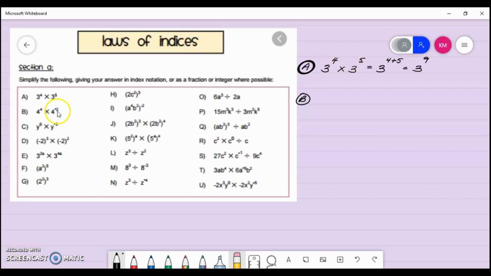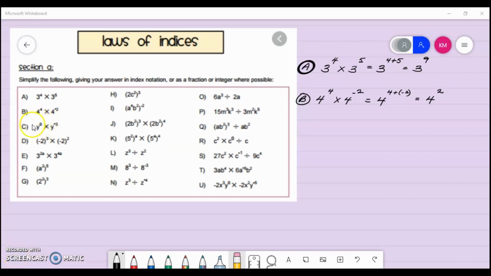4 to the power 4 multiplied by 4 to the power negative 2. So that again is another multiplication question. Same base, so we simply add our powers. So we are going to get 4 to the power 4 plus negative 2, and we are going to get 4 to the power 2. Remember that plus and that minus sign come together and we change that to a minus. So we get 4 minus 2, which is 2.